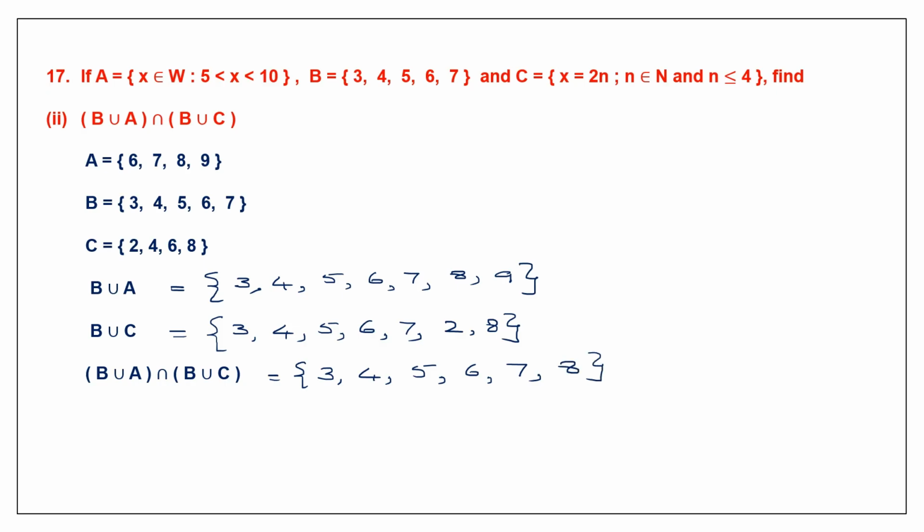Now what are the elements that are not common? It's only 2 and 9 that are not common. All the other elements are common. So this is our answer to this question.